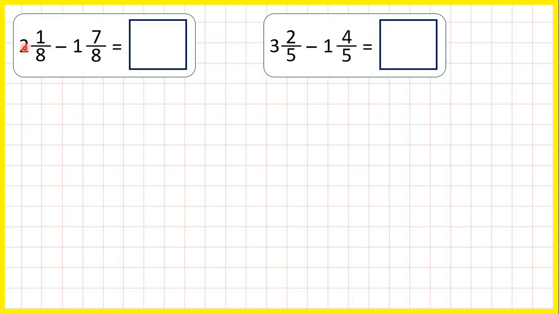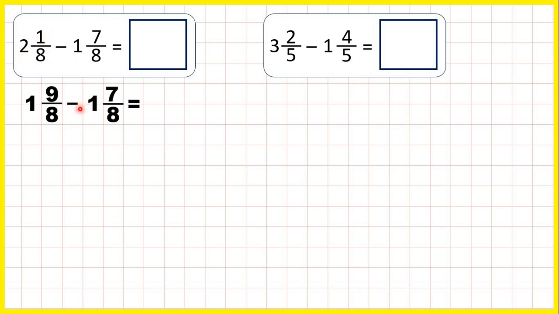If we take 1 from our whole number, 1 less than 2 is 1, and that means that we can add 8 more 8s. So we can add the denominator to the numerator. 8 plus 1 is 9, so 9 is our new numerator, and the denominator stays the same. So 1 and 9/8 is the same as 2 and 1/8.